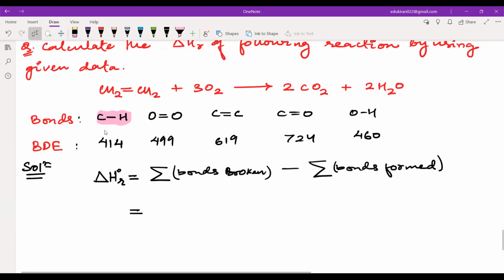So it is broken. Now we will write the 414. But how many of this bond is broken? You have to see that also, because this 414 is for one mole of CH bond broken. You have to tell me how many CH bonds are broken. Tell me. How many CH bonds are broken? 4. I'm waiting for others also. How many? And how are you guys saying that? How many is broken, guys?